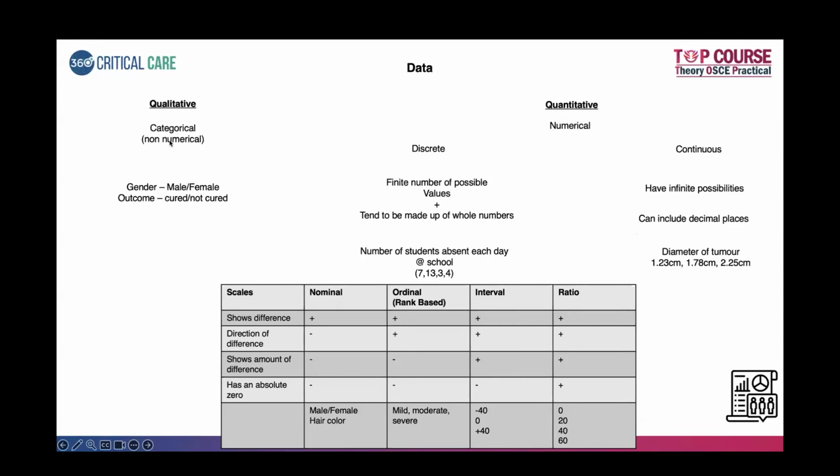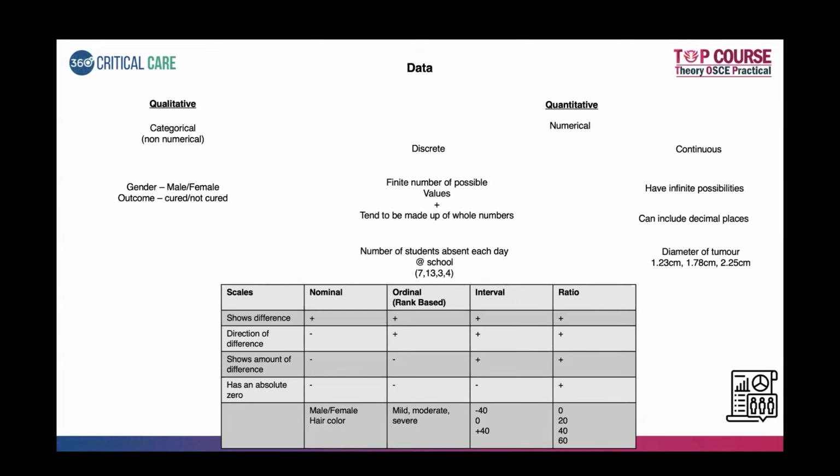Nominal, as I said, is categorical and non-numerical, like gender, which can be male or female. Ordinal is rank-based: good, better, best, or mild, moderate, or severe. And continuous can be either interval or ratio. The important difference between both of them is the absolute zero. Ratio starts from zero and moves forward, whereas interval can start from a negative point and move till a positive point. So there are marked variations.